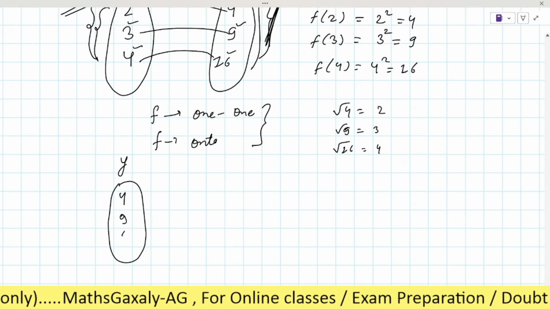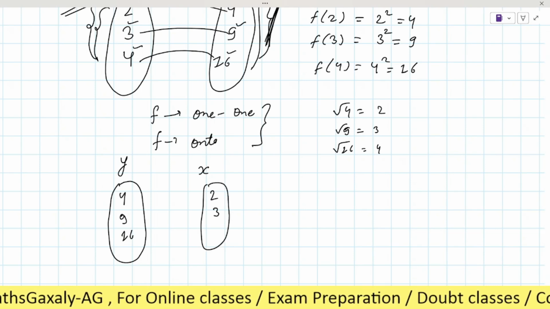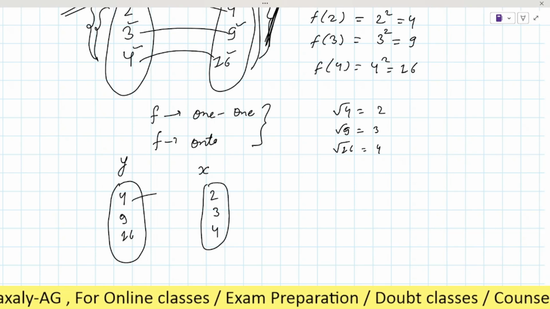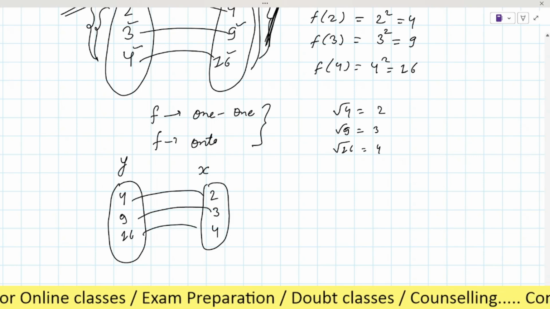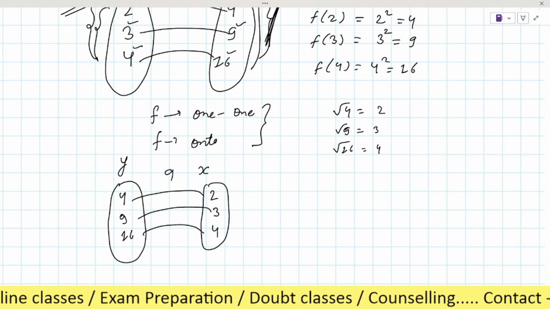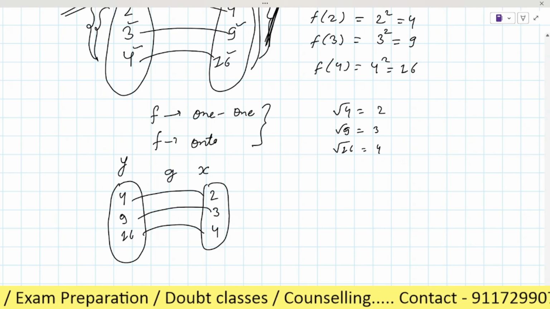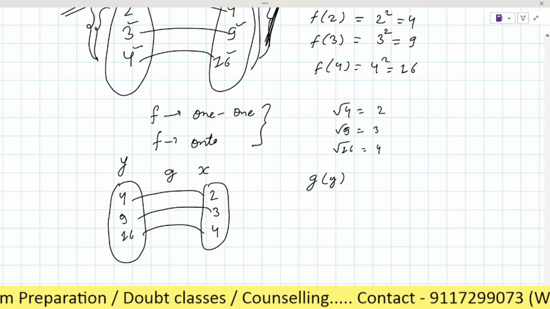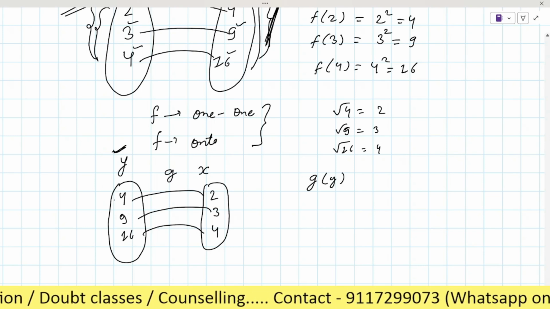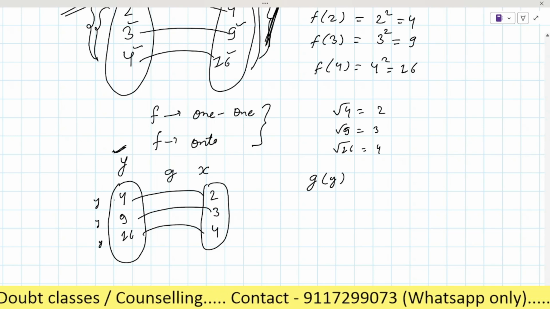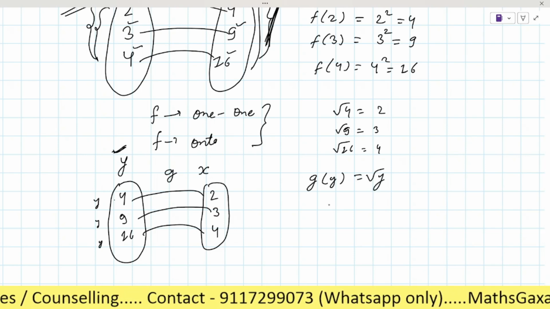Here 4, 9, 16, and here x will be 2, 3, and 4. Now this 4 is related to 2, this 9 is related to 3, and this 16 is related to 4, and it will consist of function g. How? Here the set y, all the elements are y, to understand it. So g(y) is equal to root under y.